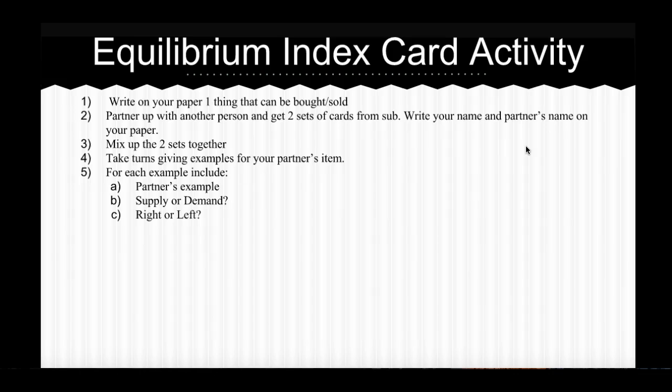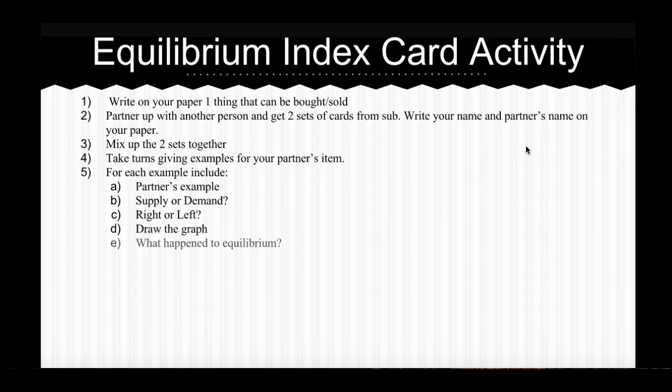And then I want you to figure out, is it a right or left shift for your supply or demand issue? Okay, again, I'm not specifically asking for the factor, but if you know the factor, that's going to help you figure out if it's supply or demand, and it's also going to help you figure out if it's a right or left shift. And then you're going to draw the graph. When you draw the graph, you need to make sure you are now including supply and demand on that graph, and then you're going to draw the shift. Okay, so you start off with an X, and then you draw your shift.